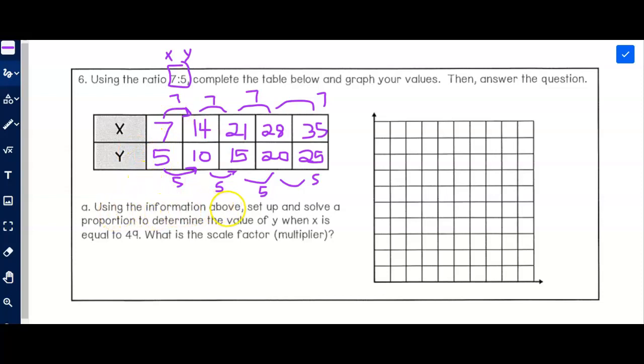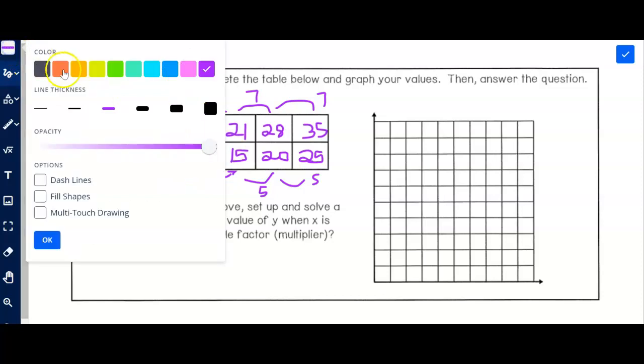Using the information above, set up and solve a proportion to determine the value of y when x is 49. What is the scale factor or multiplier? Okay, well, before we do that, let's set up our graph. So we're counting our ratio 7 to 5.